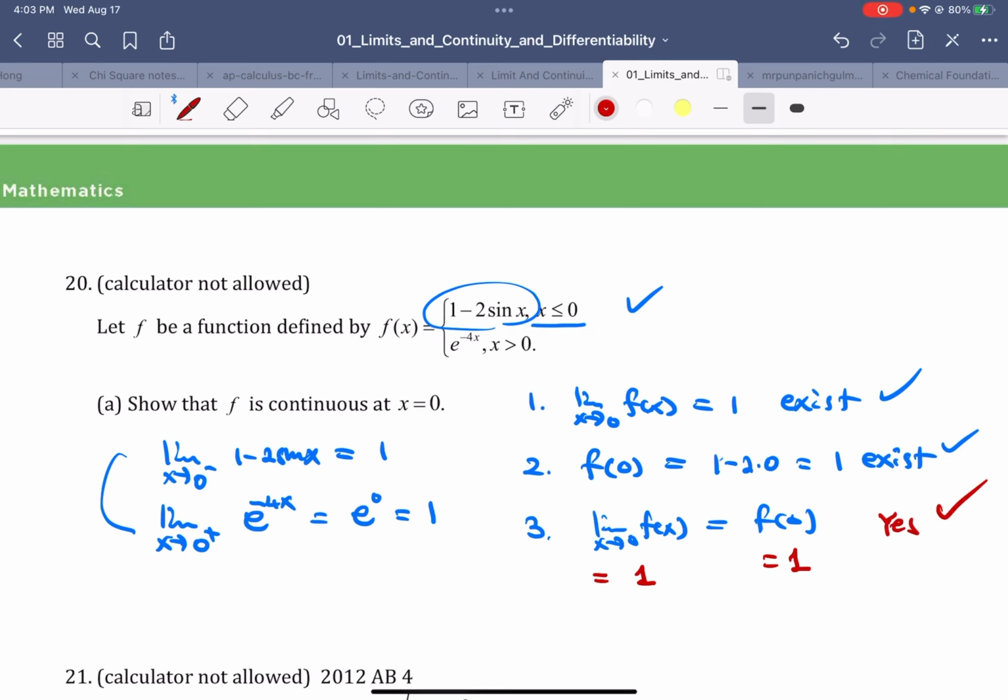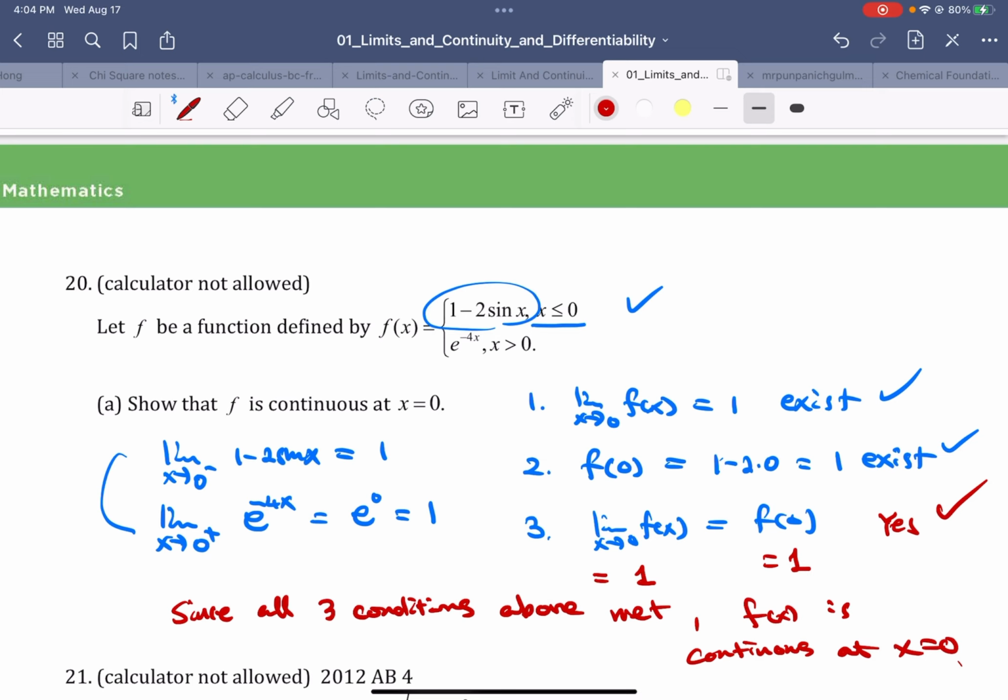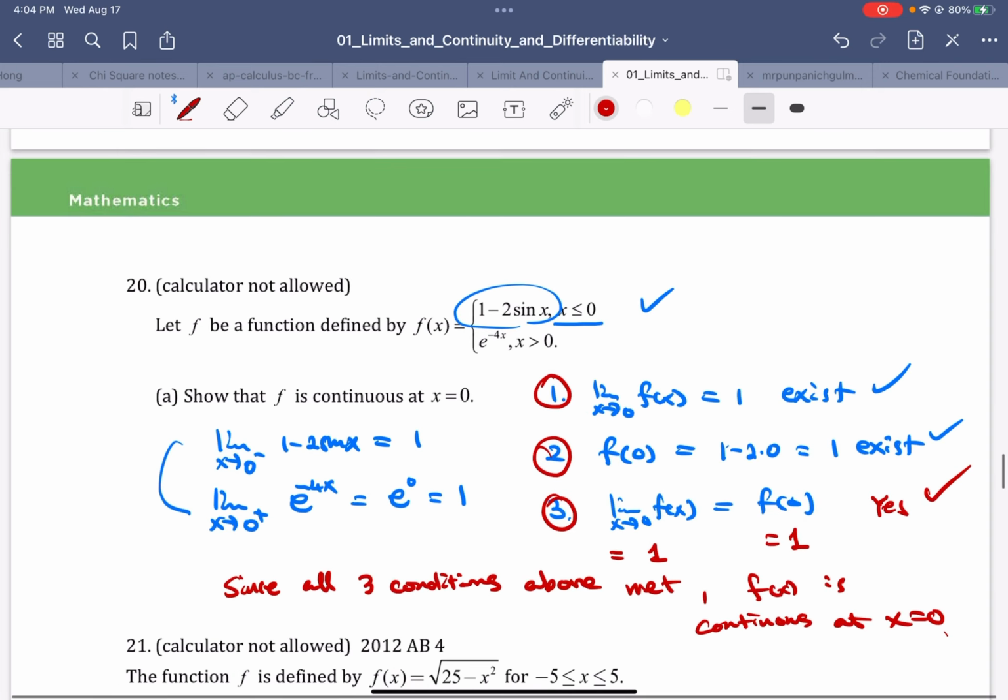Okay. So you can say since all three conditions above met, f of x is continuous at x equals 3. Then you can get full credit. Okay, but you have to show 1, 2, 3 all condition. If anything missing, then probably you're gonna get some partial credit.